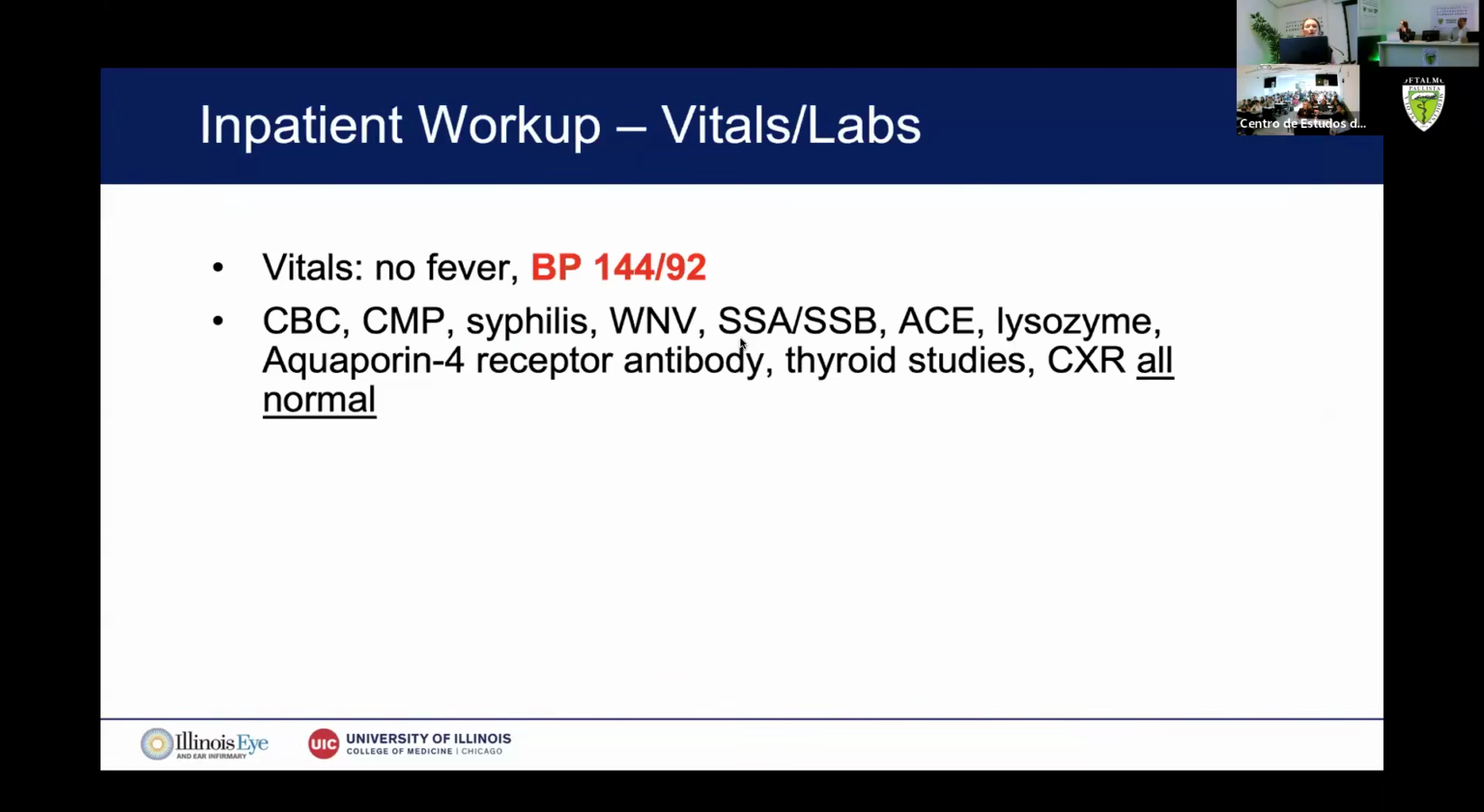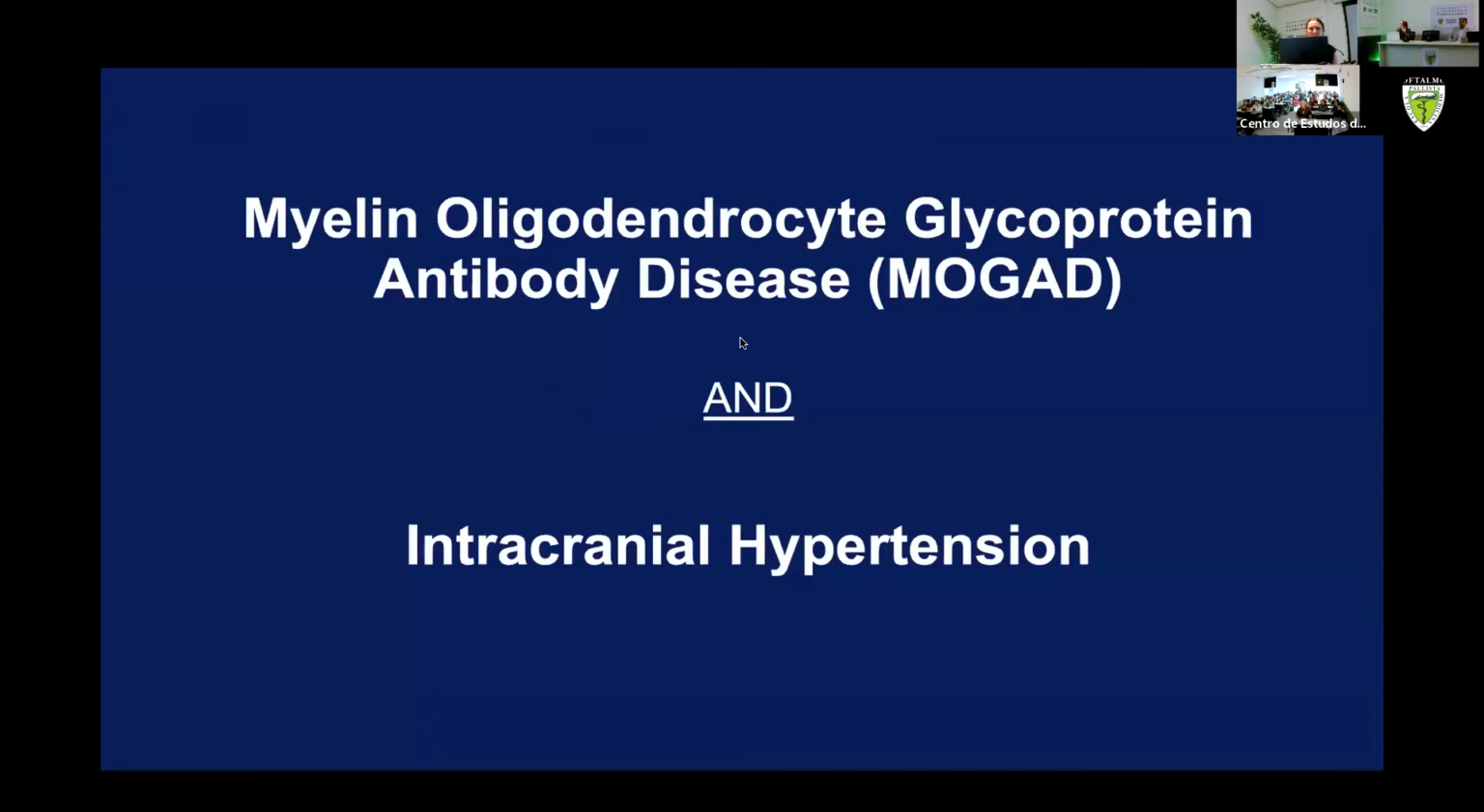Going on with his workup, vitals: he had no fever, pointing away from encephalitis, meningitis. His blood pressure was mildly elevated, 144 systolic. He had a lab workup, which was largely normal: CBC, CMP, syphilis, West Nile virus, Sjogren's, ACE, lysozyme, aquaporin-4, thyroid studies, and a chest x-ray, all normal. But his MOG serum antibody was elevated with a titer of 1 to 640, so definitely positive.